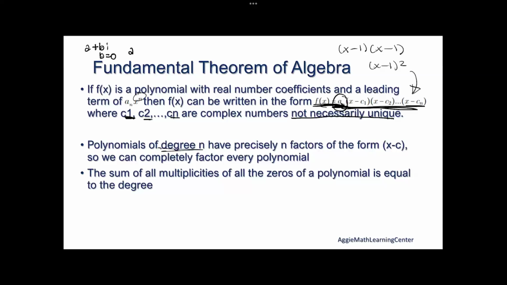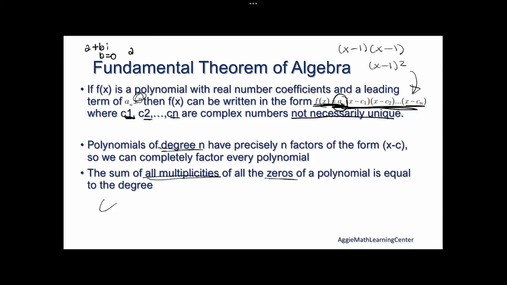And we have x to the n right there. So we can completely factor every polynomial. Every polynomial can be completely factored into complex numbers. This is always going to be true. If you are just in the rational numbers or just in the real numbers, that's not always true. Once you get in the complex numbers, this is always true. And then the sum of all multiplicities of all the zeros of a polynomial is equal to the degree.